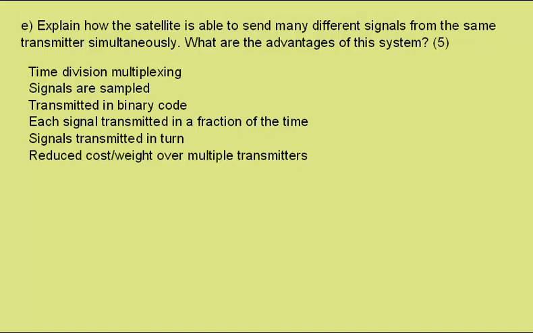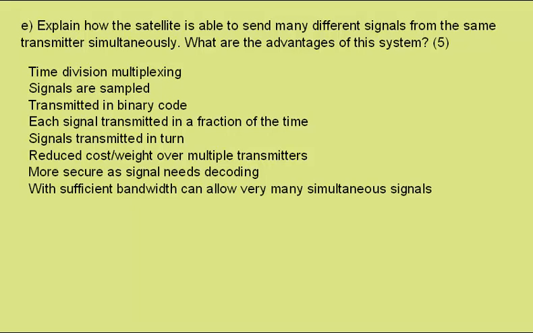There's a reduced cost or weight over having multiple transmitters. Particularly as this is on a satellite, it would be very difficult to put many large dishes on one satellite. The system is more secure, as the signal would need to be decoded. With sufficient bandwidth, we could have very many simultaneous signals, many thousands in some cases.